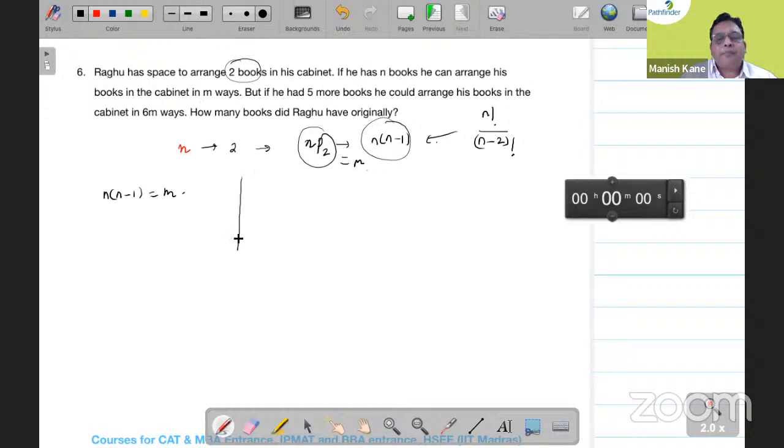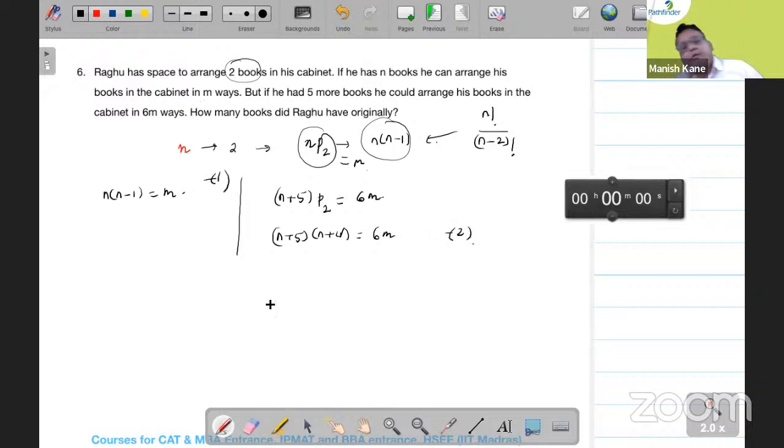Then the second condition is given: if he has 5 more books. So if he has n plus 5 books, he can arrange again 2 books out of these n plus 5 books. So n plus 5 P2 is equal to 6m, or n plus 5 into n plus 4 is equal to 6 times m. So this is your equation 1, this is your equation 2. So I can equate them by multiplying the first equation by 6. So 6 times n into n minus 1 must be equal to n plus 5 into n plus 4.